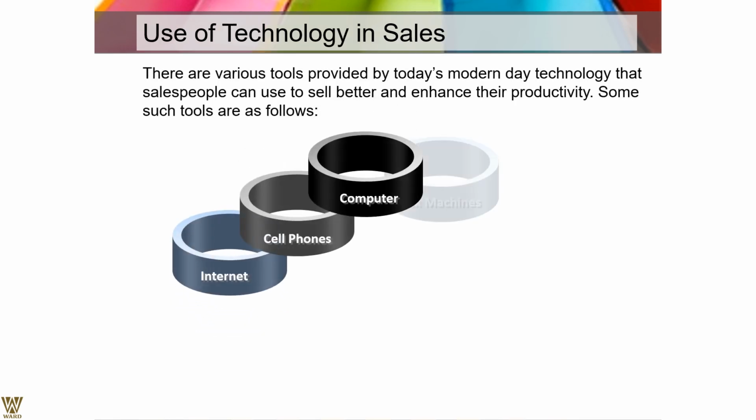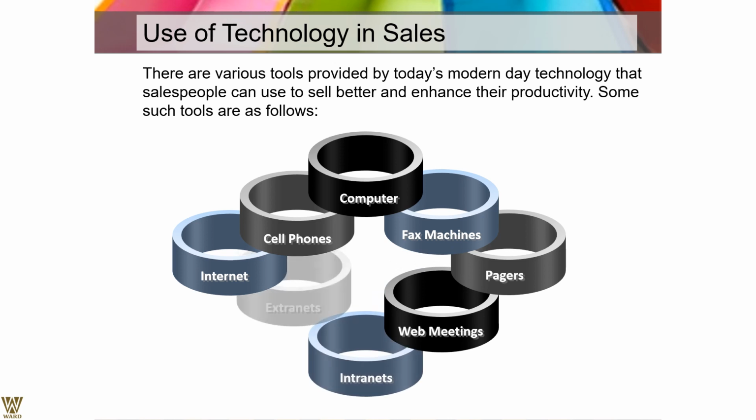So, use of technology in sales. There are various tools provided by today's modern technology that a salesperson can use to enhance their productivity and their skills altogether. Some of the tools are computers, cell phones, internet, extranet, intranet, web meetings, pagers, and fax machines. You see the technology out here.